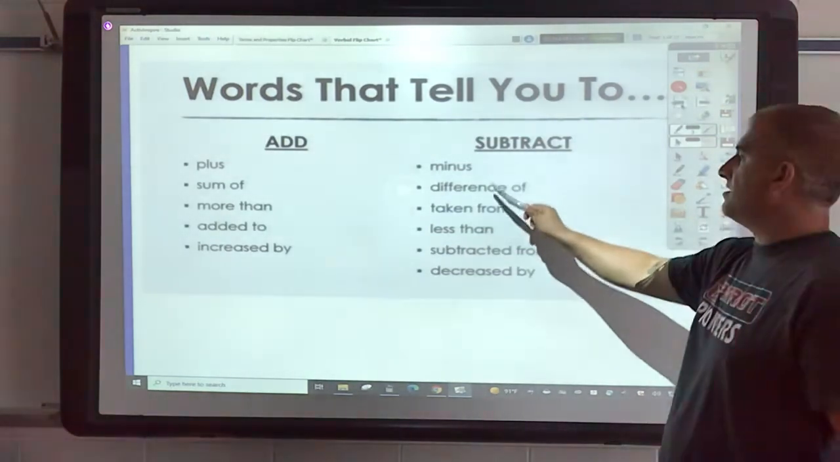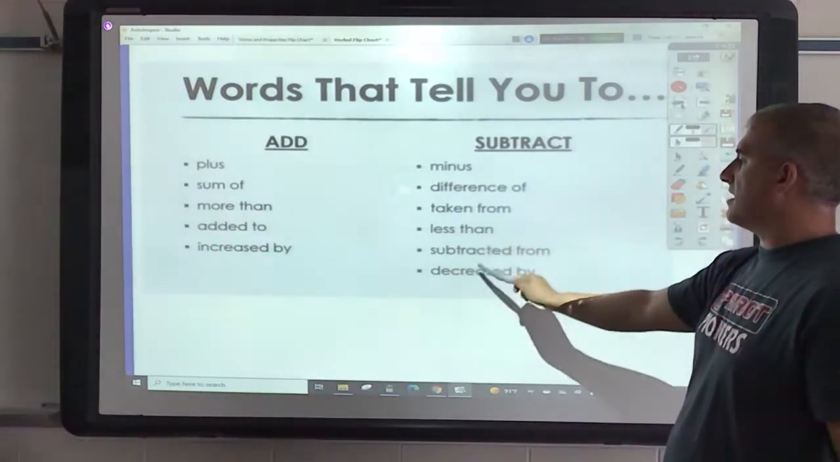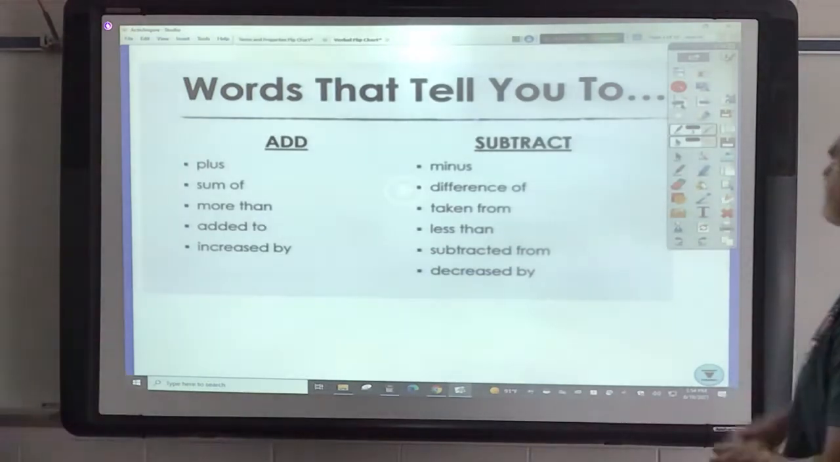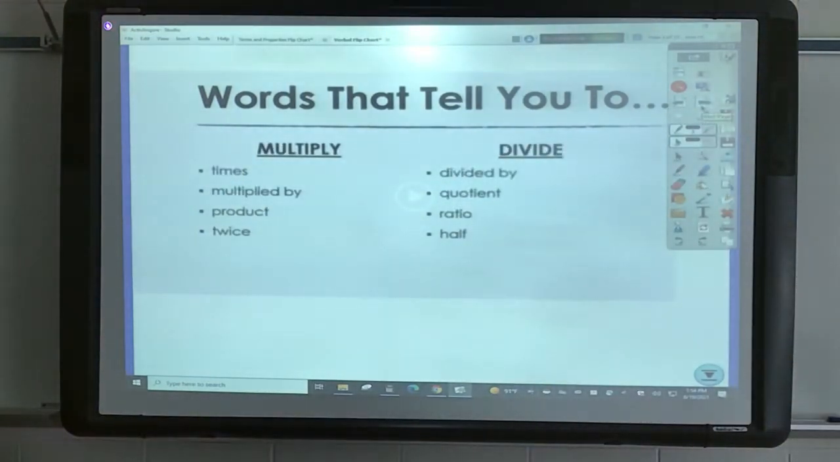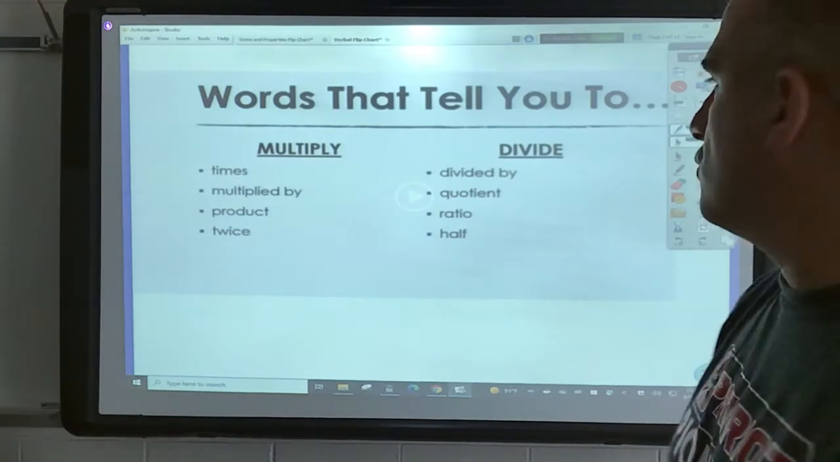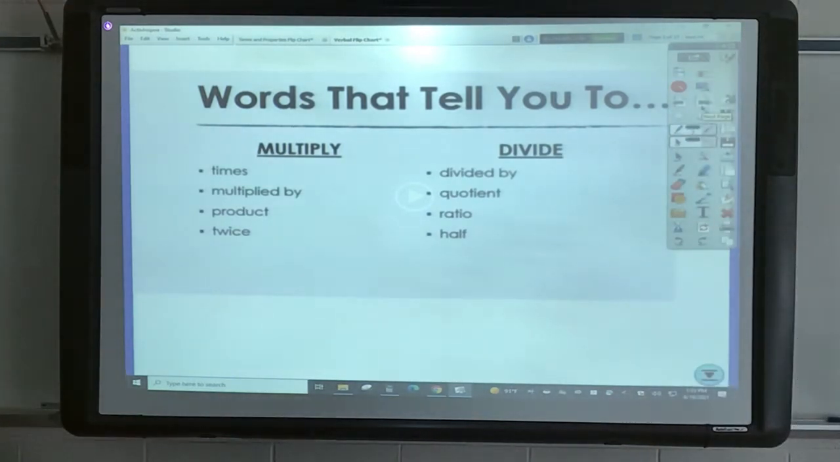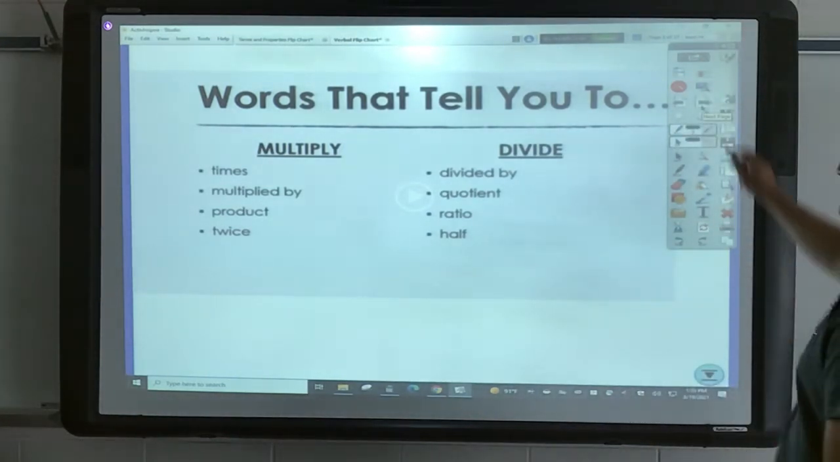Subtract: minus, difference of, taken from, less than, subtracted from, decreased by. Okay? For multiply: times, multiplied by, product, twice. Divide: divided by, quotient, ratio, half.